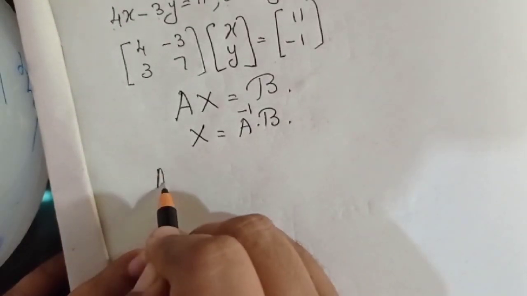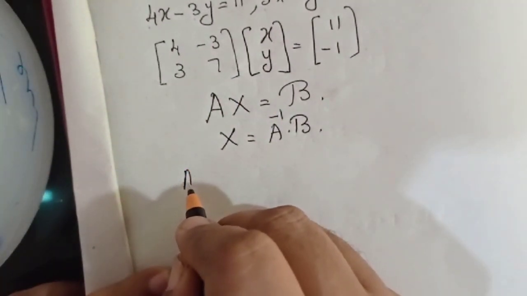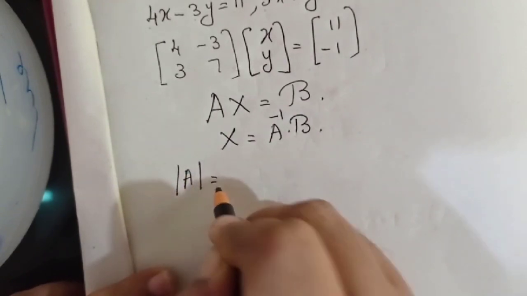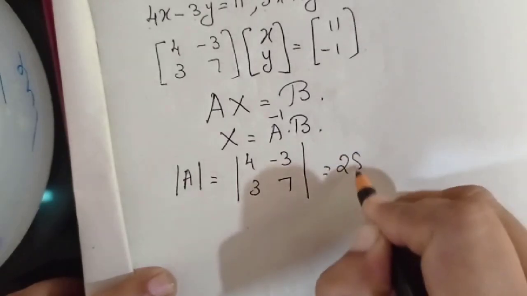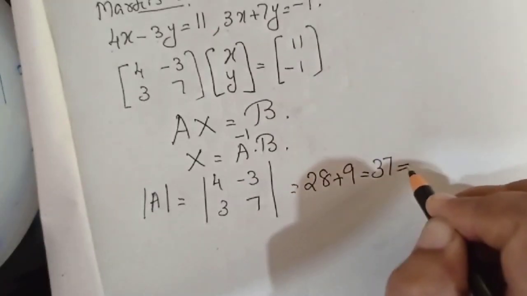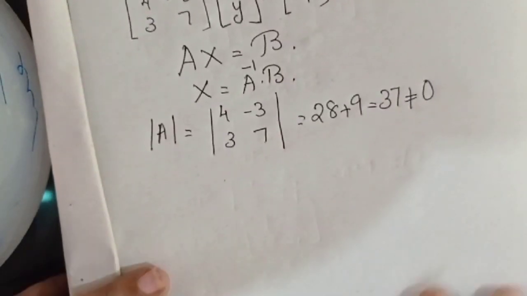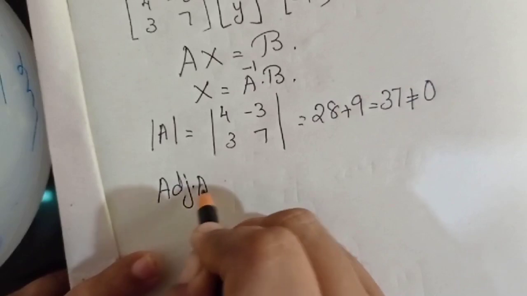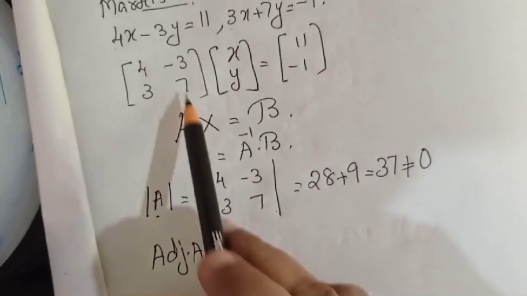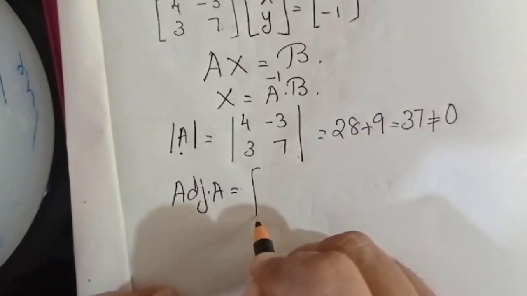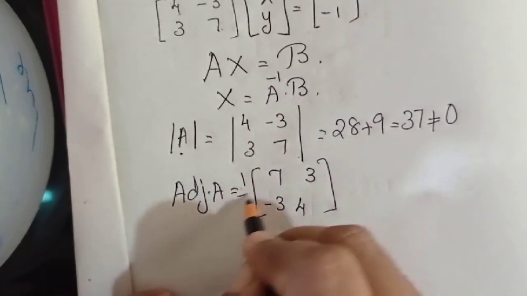Again, you know that A inverse means adjoint A by determinant A. First, you have to find determinant A. The determinant 4, minus 3, 3, 7: 7 fours are 28 plus 9 equal to 37. That is not equal to 0, which means A inverse exists. If determinant A is not equal to 0, then only A inverse exists. Then you can find the adjoint of a 2 by 2 matrix. When you write this determinant, you put determinant notation. That is, adjoint means adjoint of the matrix. How can you write it? Interchange the leading diagonal: 7, 4, 3, minus 3, by determinant A, means 1 by 37.